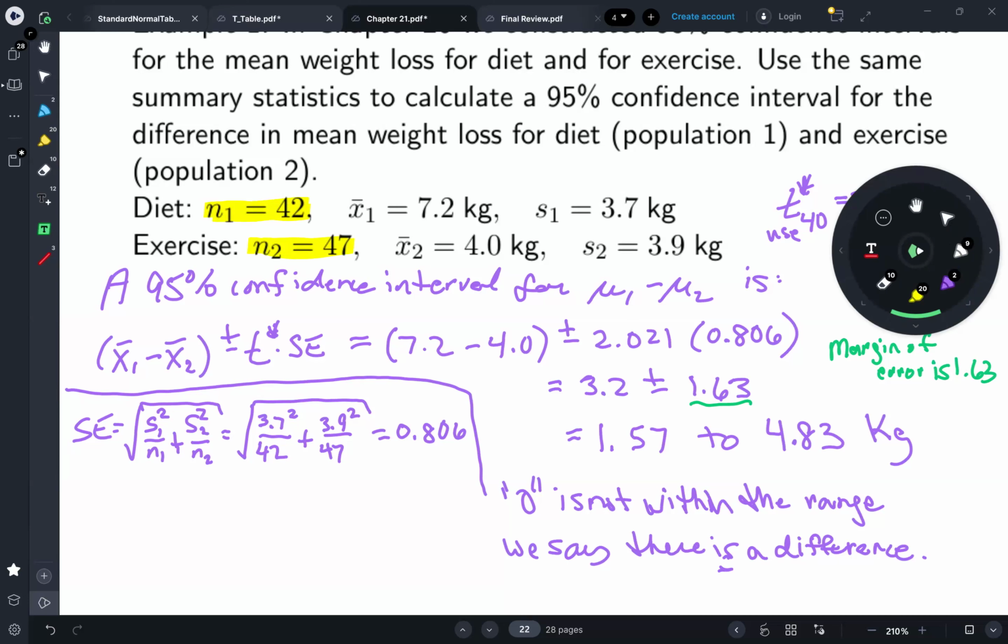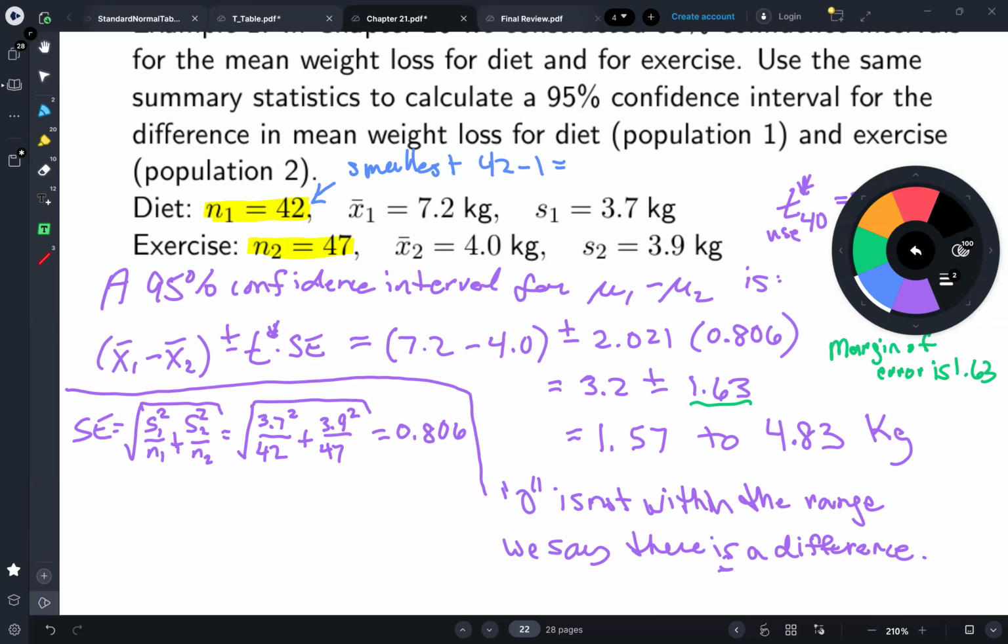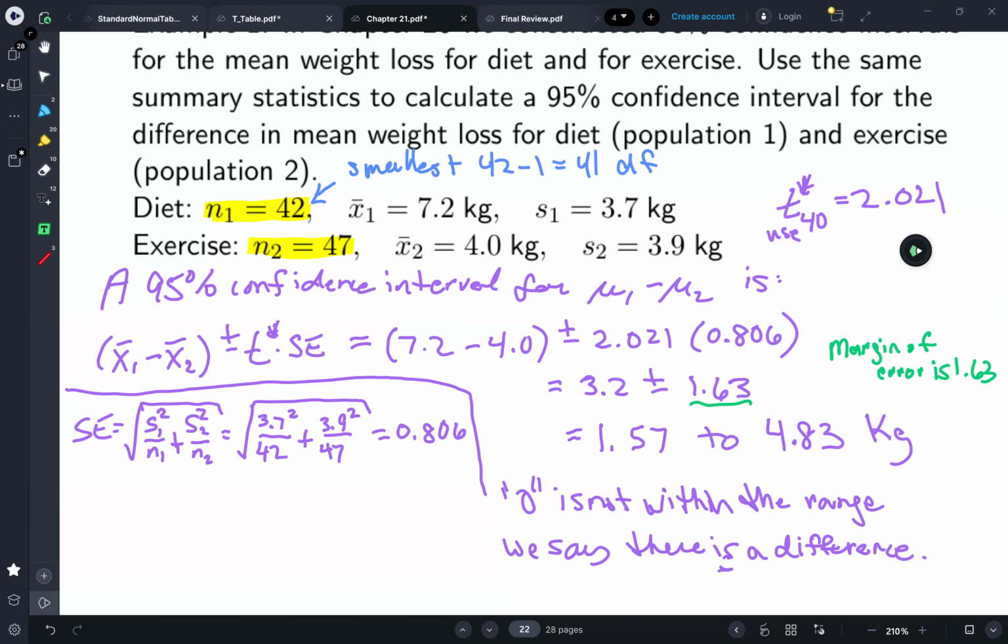So based on that, we would say that this is the smallest, and we would go 42 subtract 1 equals 41 degrees of freedom. And there's no 41 on our table, so we will always round down. Yeah, so we round down to 40. Always round down for your degrees of freedom.